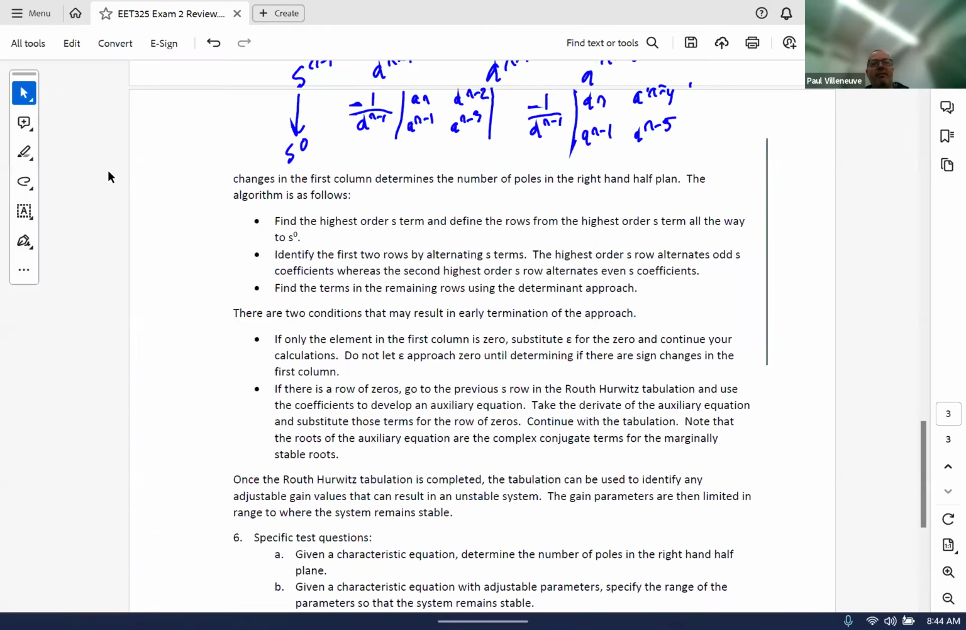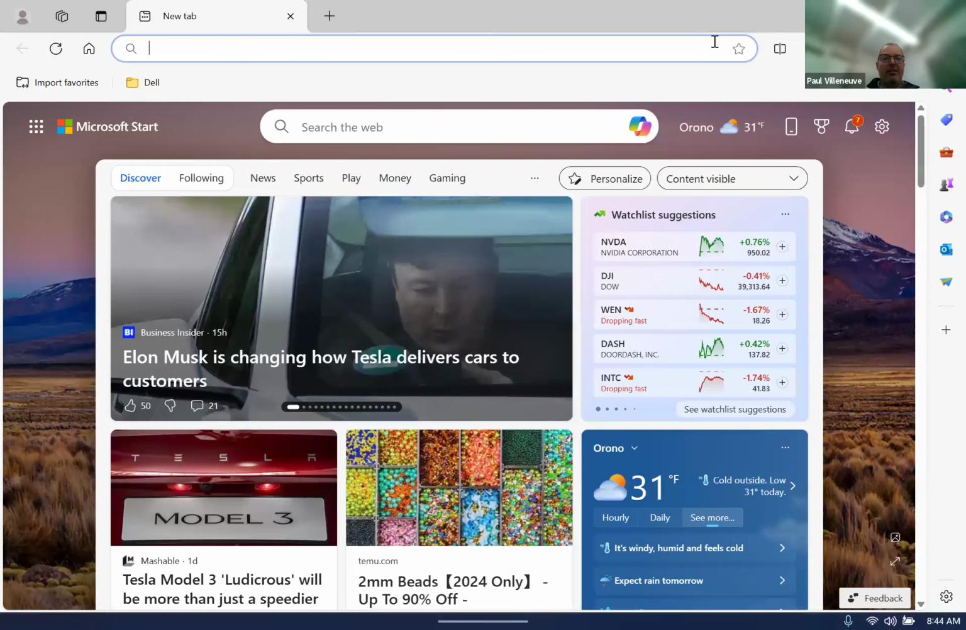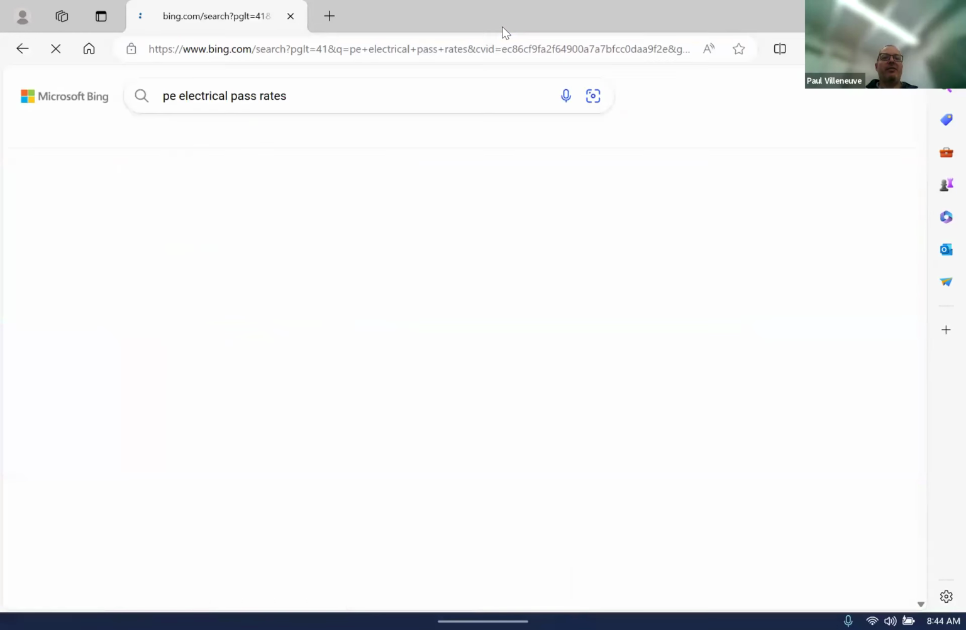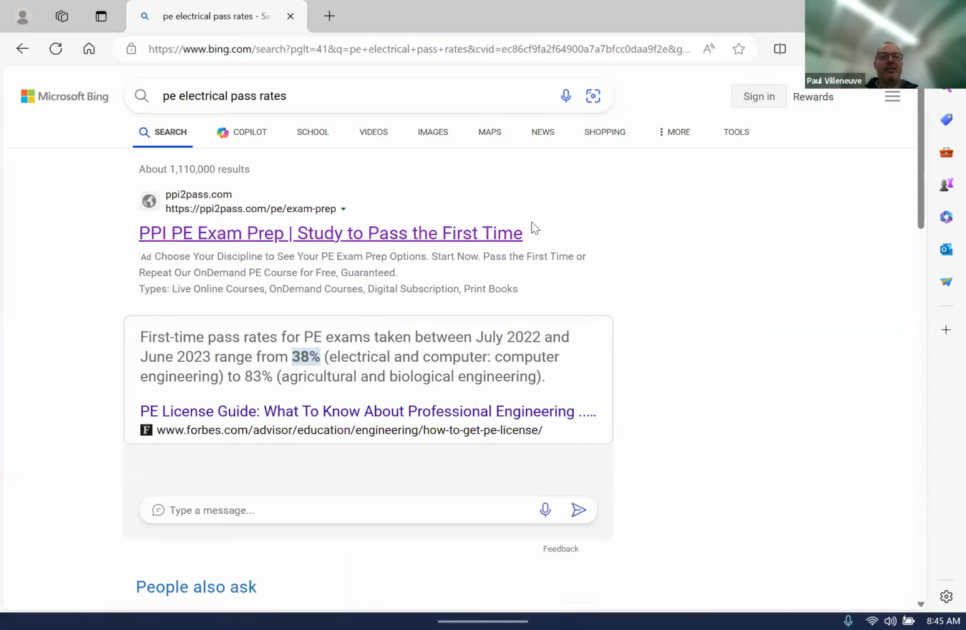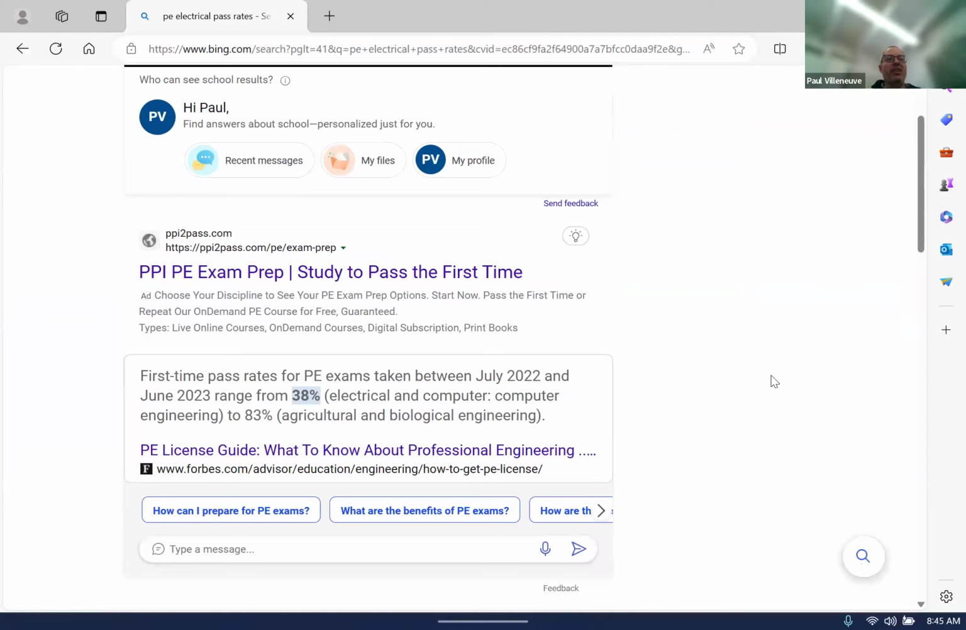I'll do the PE electrical pass-fail rates. Okay. So I don't know if this is a good thing or a bad thing, but about 1 in 3 pass the PE. Oh, the FE's just about the same. I don't know, I can look and see.